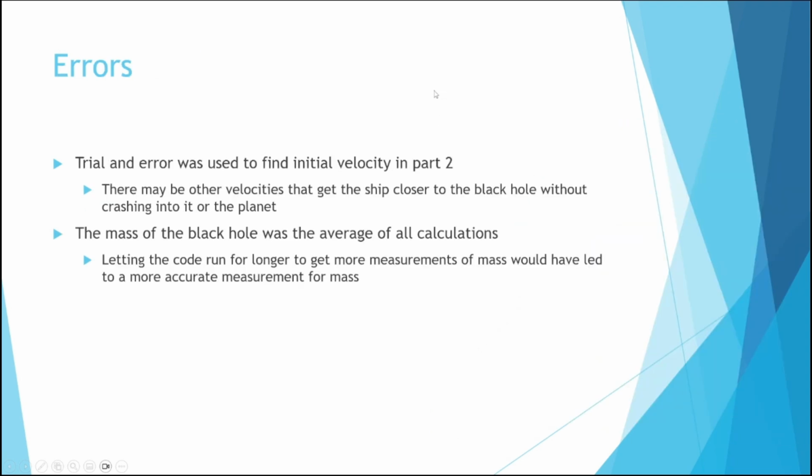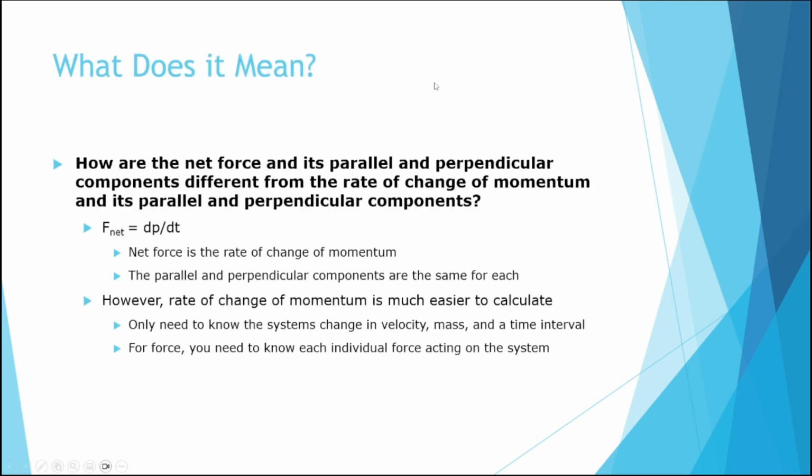The errors in this lab include that trial and error was used to find the initial velocity in part 2, and there may be various other velocities that get the ship closer to the black hole without crashing into it or the planet while still escaping the system. Additionally, the mass of the black hole was just an average of all the calculations, and letting the code run for a longer time would get more measurements and would lead to the calculated mass being more true and more accurate to what it actually is.